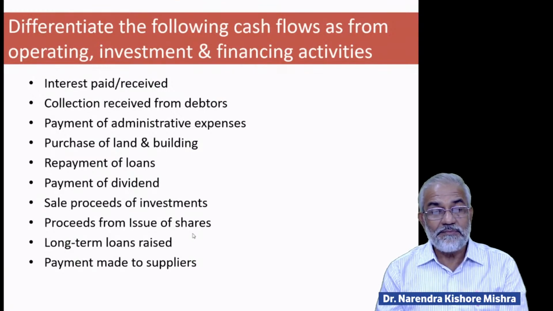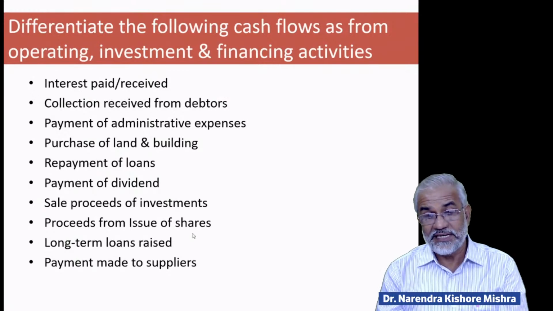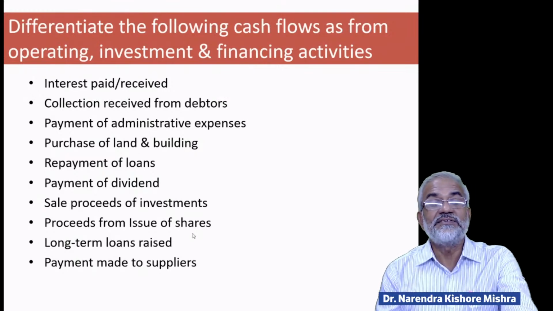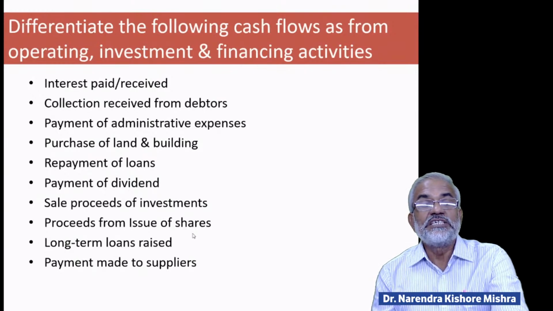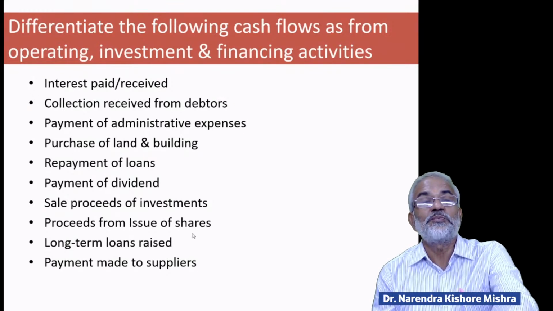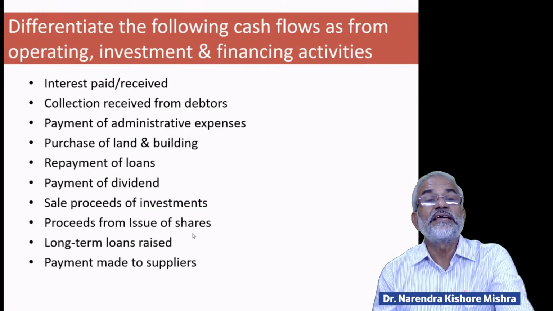But you need to segregate them depending upon which items come under the operating activities, which items come under the investing activities, which items come under the financing activities. Under financing activities, raising of long-term loans and proceeds from issue of shares, all these items will come under financing activities. Under investing activities, purchase of land and building will come. And payment made to suppliers will come under the operating activities.